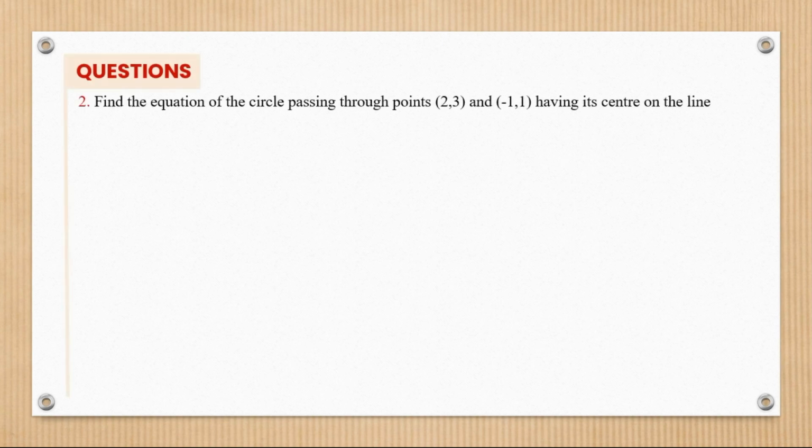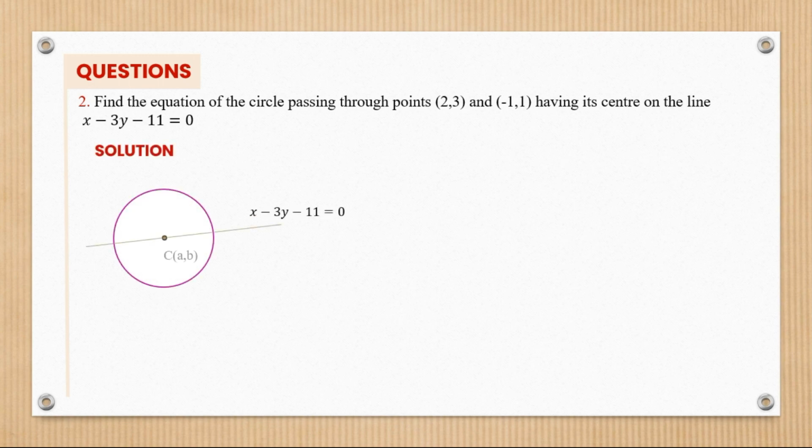So question 2. Find the equation of the circle passing through the points (2, 3) and (negative 1, 1), having its center on the line x minus 3y minus 11 is equal to 0. So this is quite a similar question to the one that we've done before. So we're going to sketch this. So this is what we have. So we have that line passing through the center, and then the center is C(a, b), and then we have 2 points on the circle that are given.